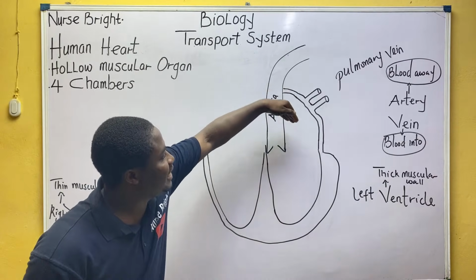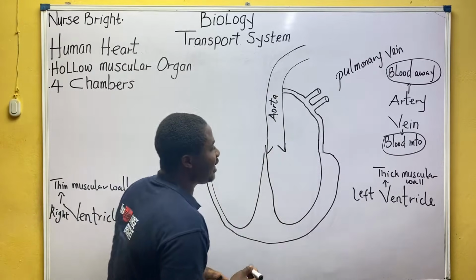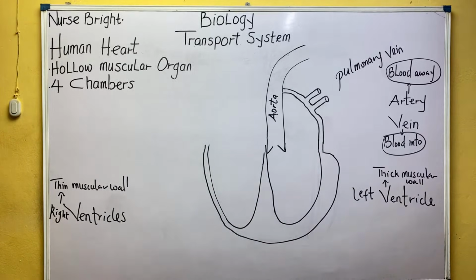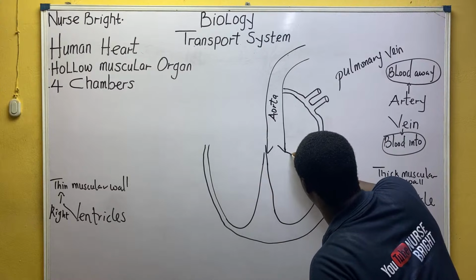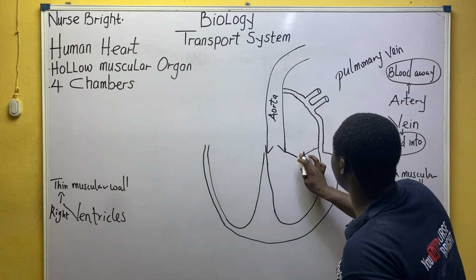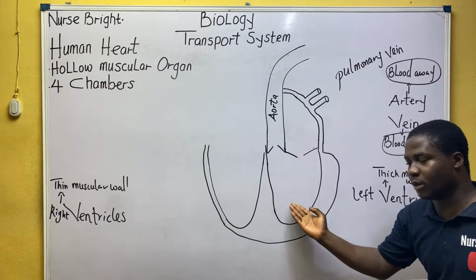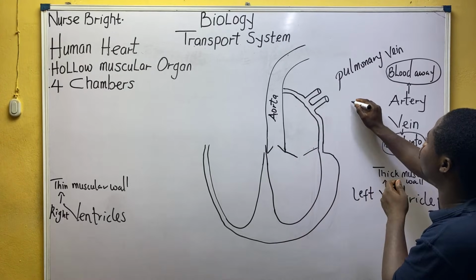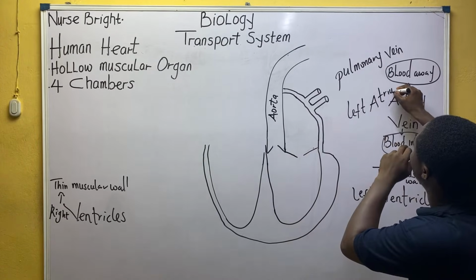There's something that separates the lower chamber, the bottom chamber, from the upper chamber of the heart. The bottom chamber of the heart they call ventricle, while the top chamber we call atrium. This is what separates the bottom chamber from the upper chamber. These upper chambers we call atrium. So this is the left atrium. This one, left atrium. This is the spelling of atrium.